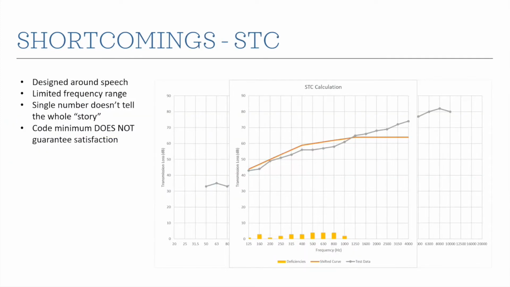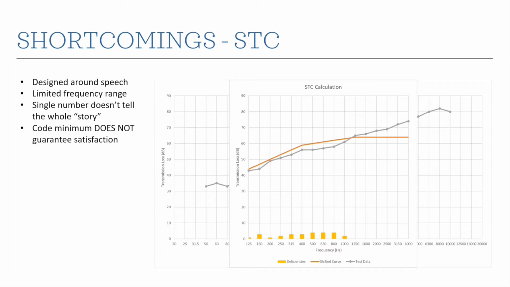All right, so now let's get into the shortcomings of the STC rating. The STC is really designed around speech specifically, and it has a limited frequency range in part because of that. And if we think about the environments where we use STC ratings a lot, apartments, multifamily, condos, those kinds of things, speech is certainly an issue there, but also music, things from people's TVs and stereos and all of that. And that can cover a much broader frequency range than what speech does.